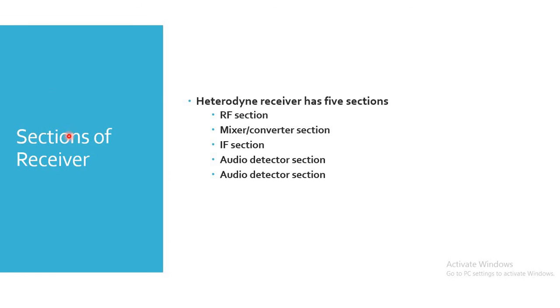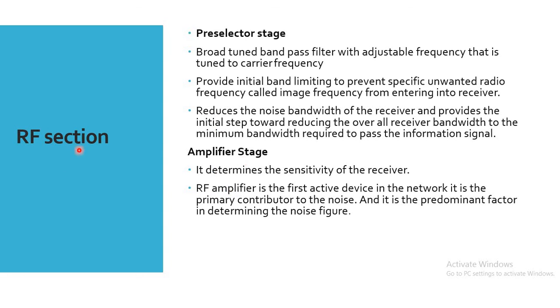The receiver basically consists of five sections. The first one is the RF section, then we have the mixer or converter section, the IF section, the audio detector section, and the audio amplifier section. The RF section is the first section. This section is made up of two basic stages: the pre-selector stage and the amplifier stage.